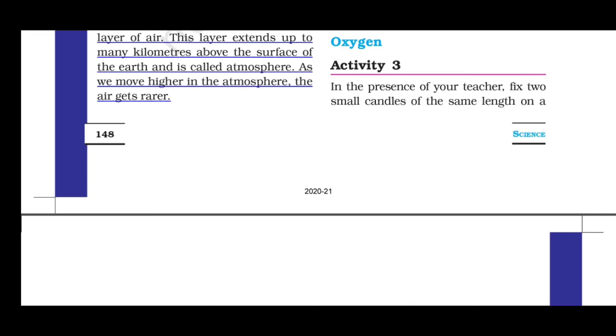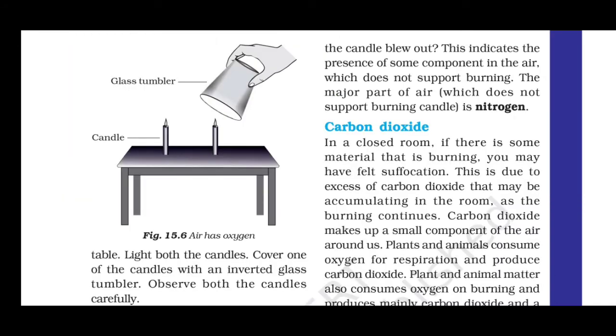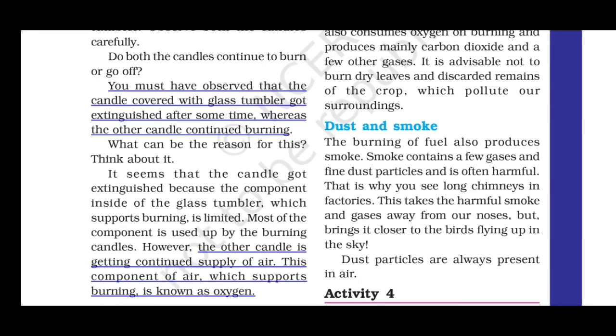Now coming back to oxygen, we have to perform one activity where we fix two small candles of the same length on the table, and then we light both the candles. Now we cover one of the candles with an inverted glass, as you can see in figure number 15.6, and observe both the candles. Okay, do both the candles continue to burn or do they blow off? So we have observed that the candle covered with the glass got extinguished after some time, whereas the other candle continued burning.